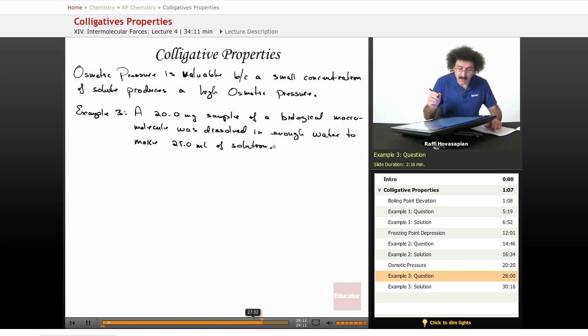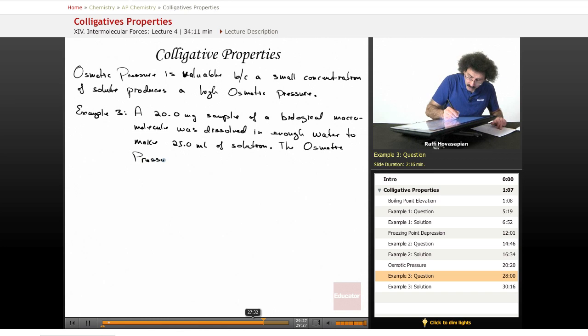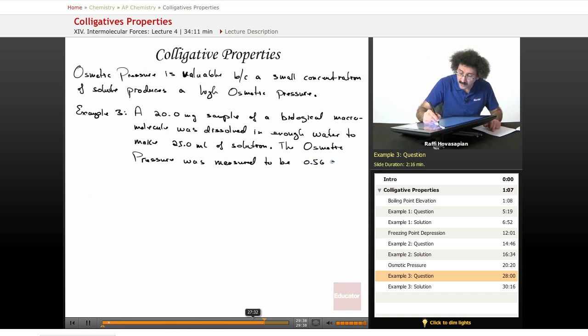Okay, so I have 20 milligrams of this biological macromolecule. Let's just say it's a protein. We dissolve it in enough water. We bring the volume to 25 milliliters. Okay, the osmotic pressure was measured to be 0.56 atmospheres. That's actually pretty high for a solution at 25 degrees Celsius. At 25 degrees Celsius, my question is, what is the molar mass of the protein?